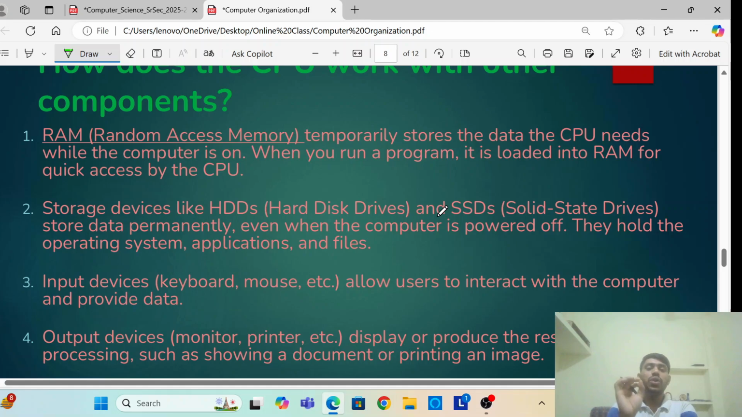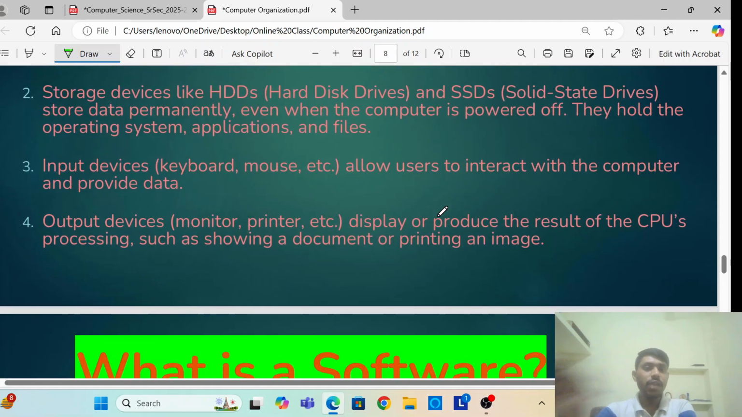The second one, storage devices like hard disk drives and solid state drives, store the data permanently even when the computer is powered off. For future necessity, it stores the data permanently. They hold the operating system, applications, and files. Clear?